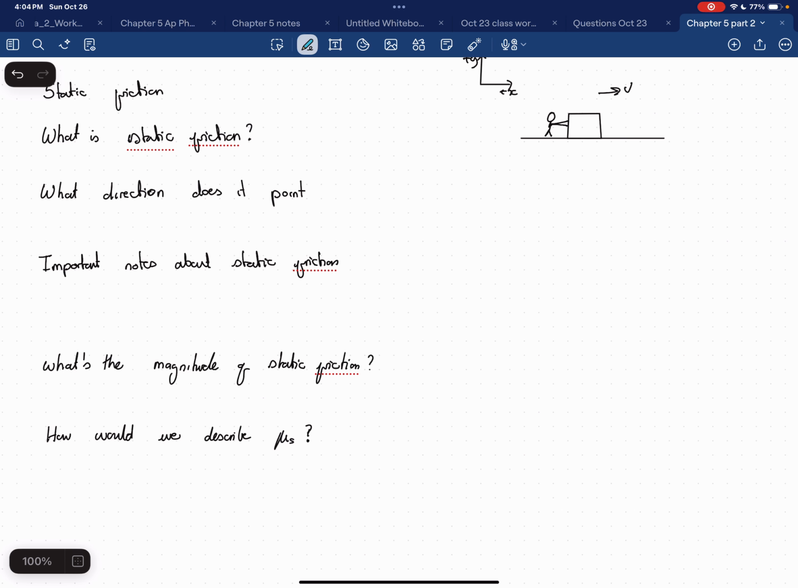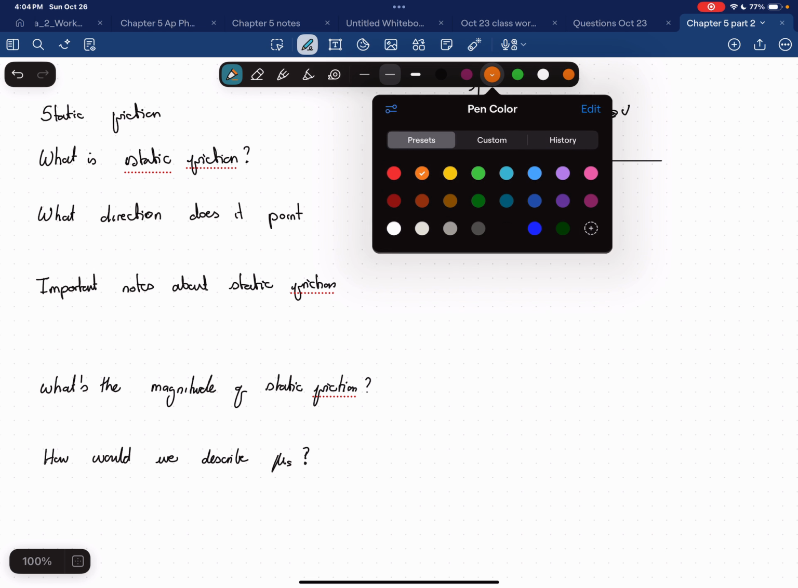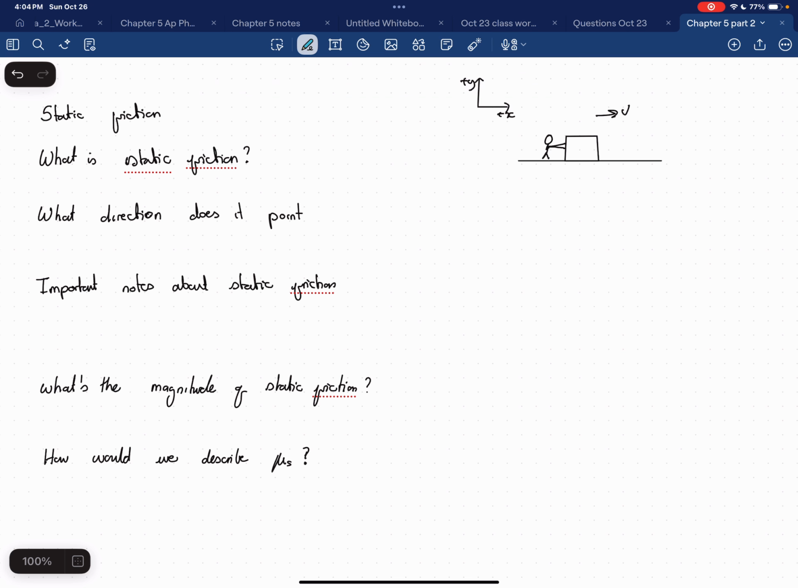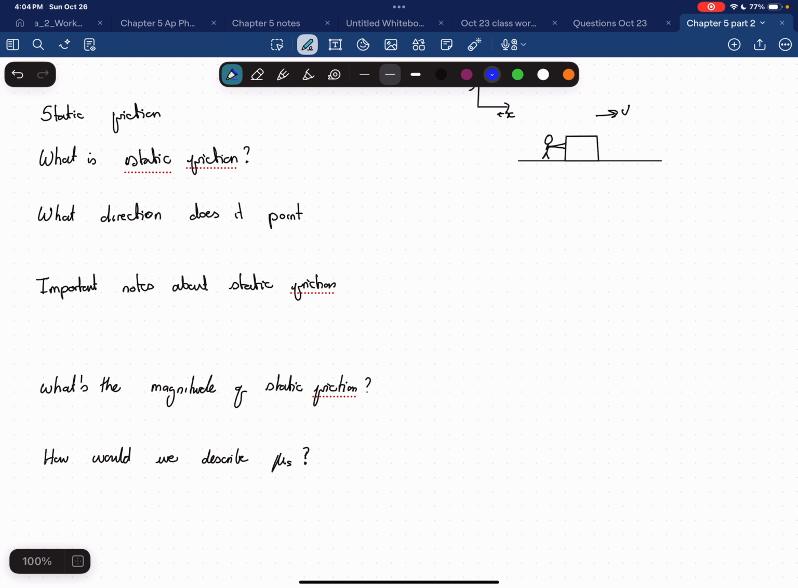Okay, let's talk a bit about static friction. What is static friction? Hold on, I'll just maintain my color, because I want a brighter one. That wasn't as bright. Never mind. All right, what is static friction?